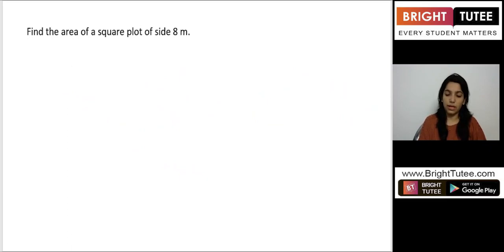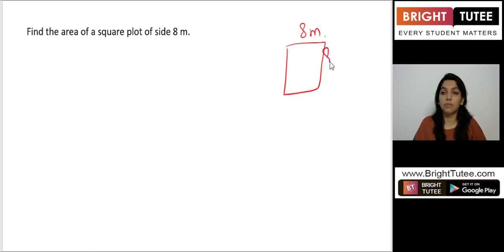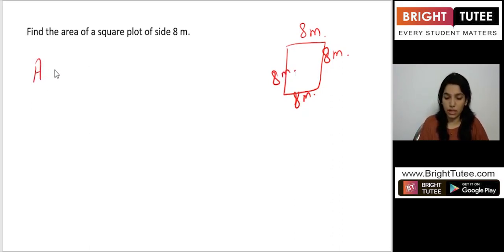The next one says find the area of a square plot with the side 8 meters. So here the unit is in meters, and because this is a square, all the 4 sides will be 8. That is, they are all going to be equal. So let us find the area of the square.